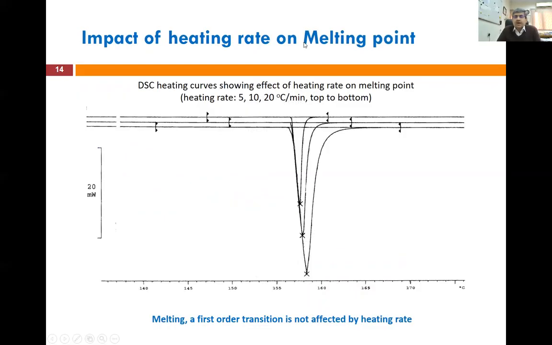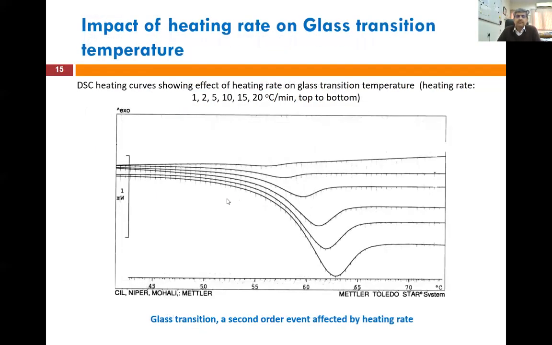The melting point of a compound is not affected by the heating rate because it is a first order thermodynamic transition, and this is an example where the melting point has been determined at various heating rates of 5, 10 and 20 degrees Celsius per minute. You can see at all the heating rates, the melting point is observed at the same value.